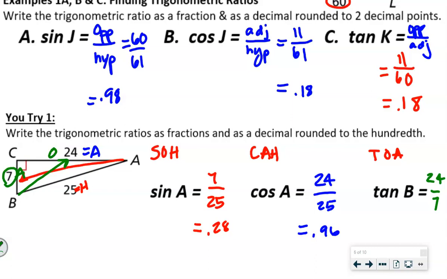Put that in the calculator, and yes, for tangents, you can get a number greater than 1, okay? Not for sine or cosine. You should never get a number greater than 1 for sine or cosine. And if you do, then you should know that something's up, okay? Because obviously our hypotenuse is always our biggest side, right? So this is going to be 3.43.